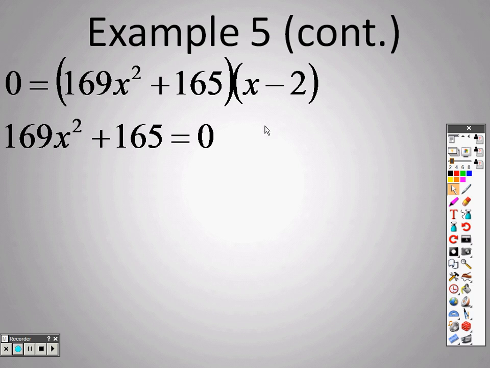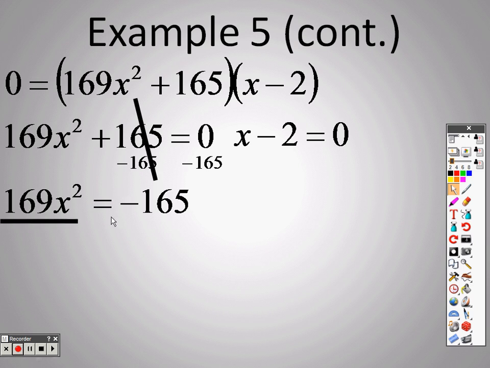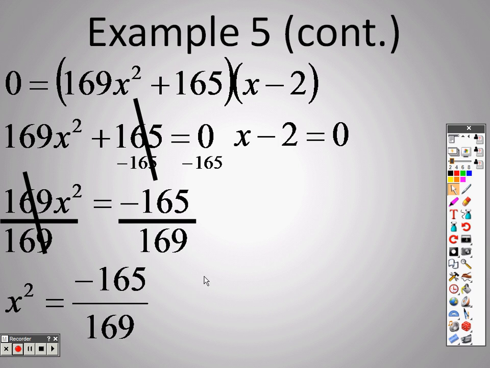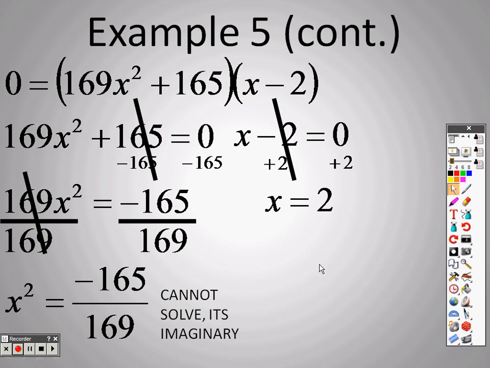So I can basically set each of these equations up to equal 0. I solve that by subtracting 165 on both sides. I divide by 169, and I get x squared equals negative 165 divided by 169. I square root both sides, but I realize that I can't have that answer because it's imaginary. So that can't work. So I go to the other equation. I add 2 to both sides to get x equals 2. So there's really only one answer to this problem, and that is 2.